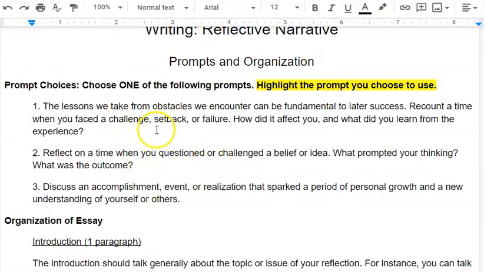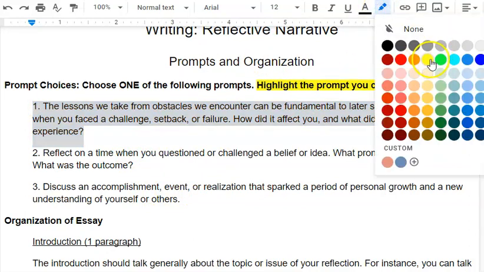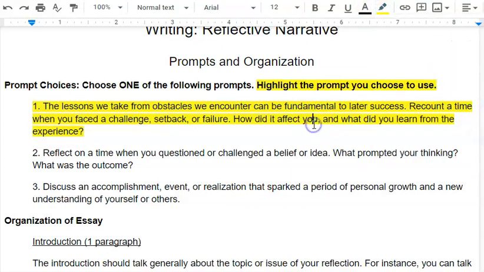So what you're going to do is you're going to, and I'm going to move this up, you're going to highlight, and I'm just going to do the first one just because you highlight it, then you go up here and you're just going to pick a color to highlight. All right, and so that highlights the one that you're going to choose. That way when I'm scrolling through your notebooks, I can see that.